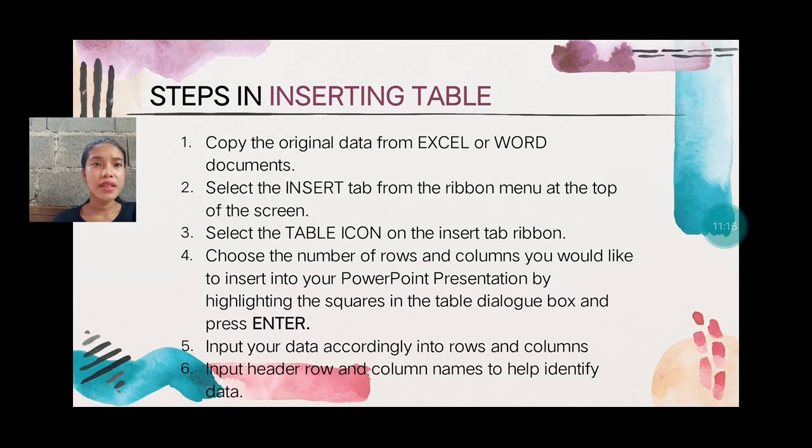So I have here the steps in inserting a table. There are 6 steps. I will read them, and later on I will present to you a video on how to insert a table. First, copy the original data from the Excel or Word document. Number 2, select the Insert tab from the ribbon menu at the top of the screen. Number 3, select the Table icon on the Insert tab ribbon. Then number 4, choose the number of rows and columns you would like to insert into your PowerPoint presentation, by highlighting the squares in the table dialog box and pressing enter.